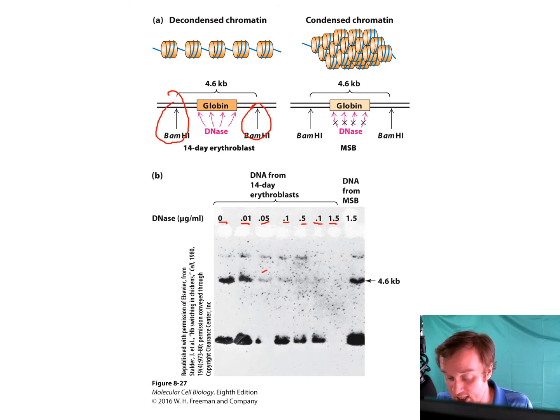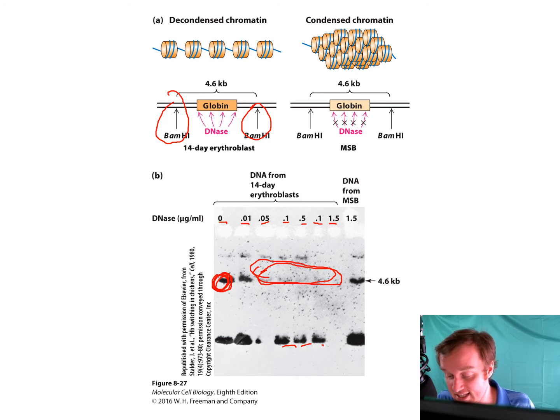So because this gene was being transcribed in those 14-day erythroblasts, that DNase was able to access that globin gene and turn it into much smaller fragments. So it digested that globin gene at this concentration here of 0.05 micrograms per mL and above. Now, compare that to our control here, which is 0. So as you can see, when there is 0 DNase there, that globin gene's intact. But as you add DNase in increasing concentrations, it breaks down that exposed globin gene.